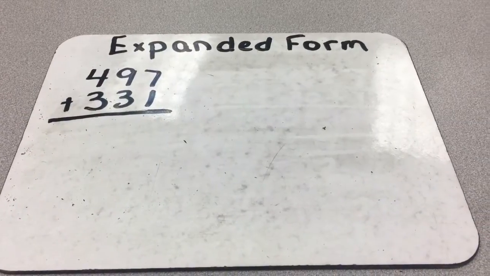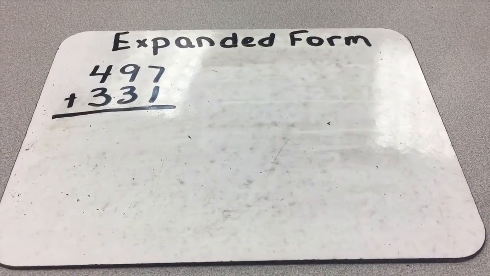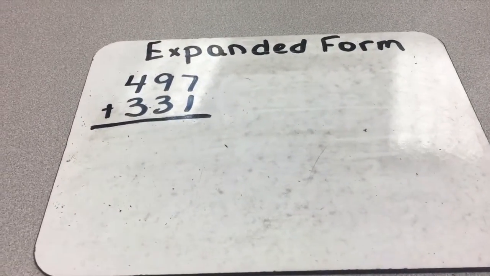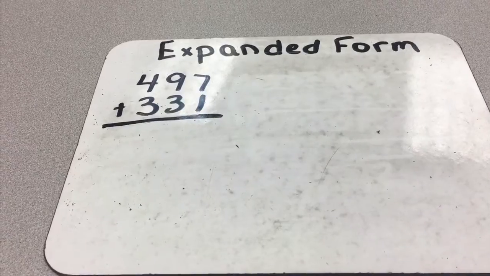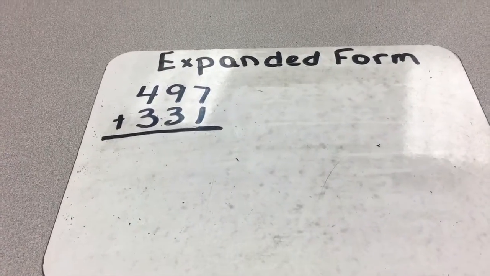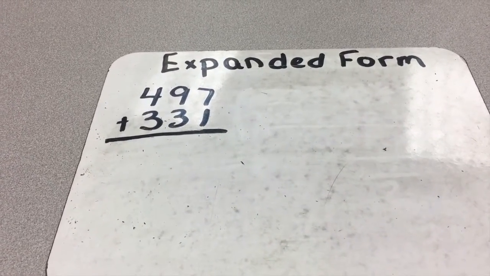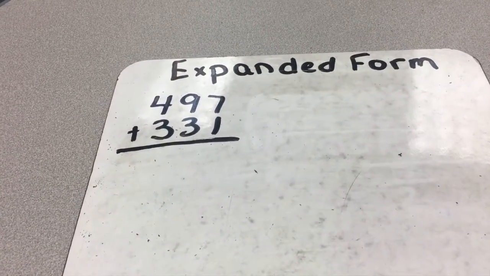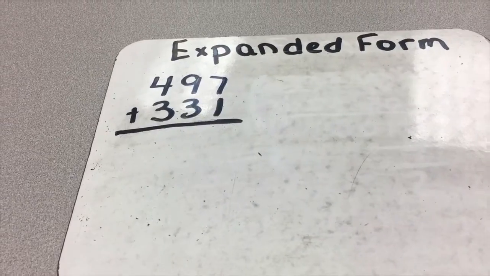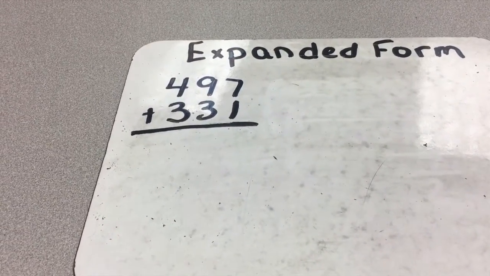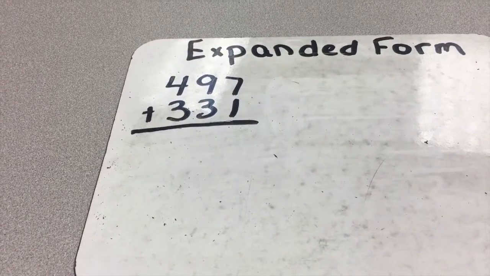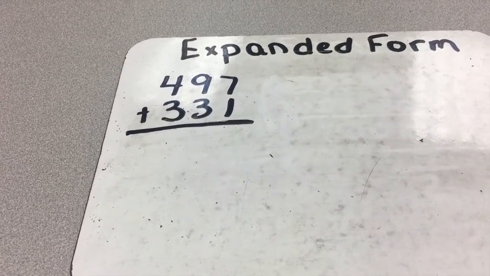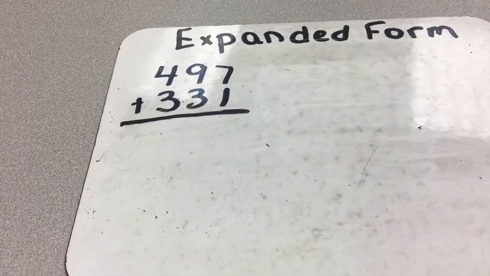The first addition strategy we're going to look at is the expanded form strategy. The expanded form strategy helps students break numbers apart into their place value, write it in expanded form so they can easily see how the numbers are represented. For example, the number 497 has 4 100s, 9 10s, and 7 1s. The number 331 has 3 hundreds, 3 10s, and 1 1.